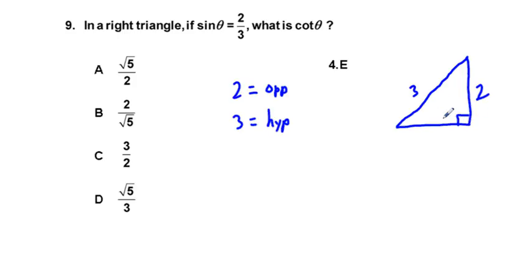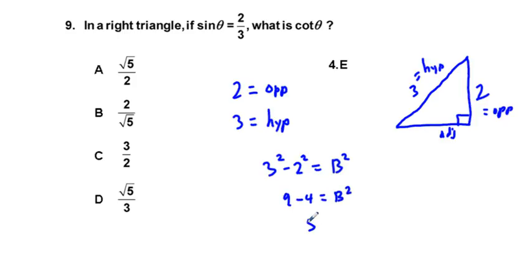So we have 3 is our hypotenuse. Well, again, our missing length, our adjacent side, is going to be 3 squared minus 2 squared equals b squared. And 3 squared is 9, 2 squared is 4, is b squared. So 5 equals b squared. Therefore, taking the square root of both sides, b equals square root of 5, which is going to be right here.